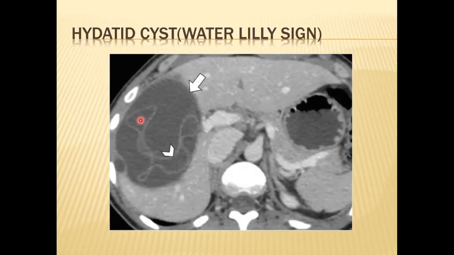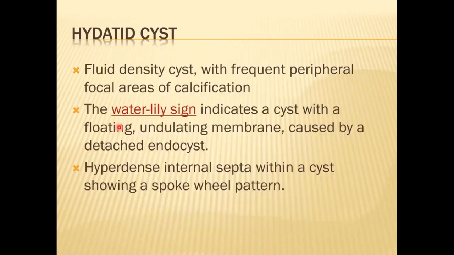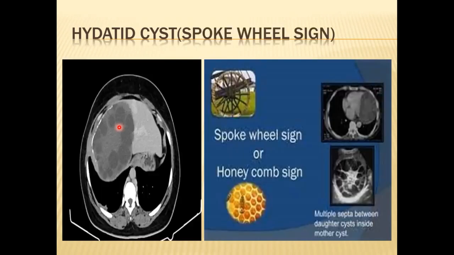As we can see in this image, it is a water lily sign, with a detached wall of the cyst, and it also gives hyperdense internal septa within a cyst, showing a spoke wheel pattern. As we can see, there are multiple cysts within a cyst, which is multiple septa between daughter cysts inside the mother cyst. It is also called the honeycomb sign.